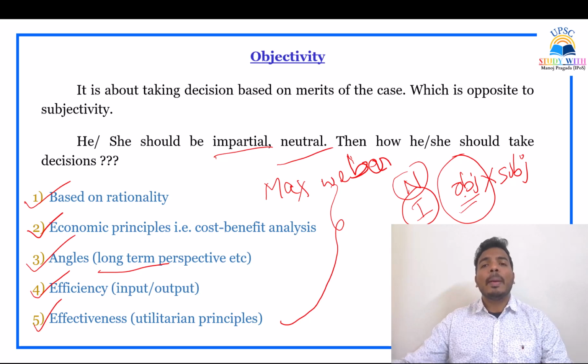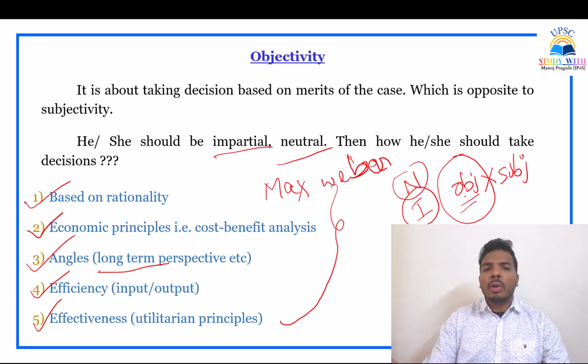Maximum happiness to maximum people. We might ignore efficiency or economy principles because we are basically in a welfare state. We mostly focus on welfare because it is predominantly a rural, backward society with so much of the population coming under poverty, middle class, lower middle class.